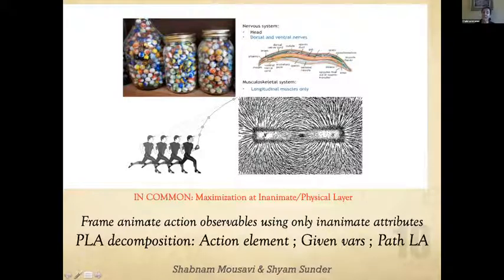Use it as a frame which can, I want to show, capture the animate action observable, but use only inanimate attributes. That means just take the principle of least action at face value, and specify in the observable phenomena an action element, some given variables that remain external, and the path.